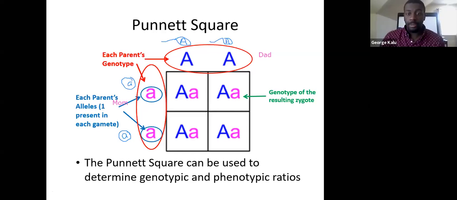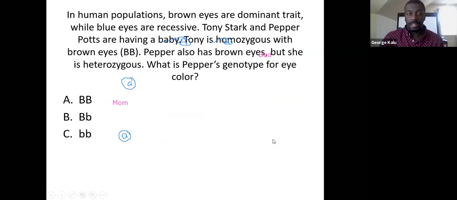So that's how we're going to organize our Punnett square. Any questions on how we organize the Punnett square here? No? Okay, cool. All right, so we're going to do a couple of examples here.